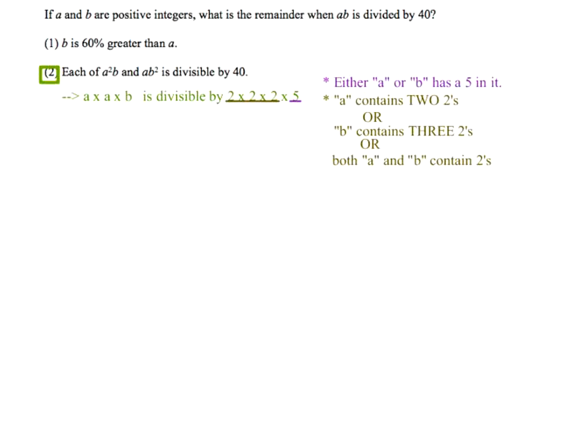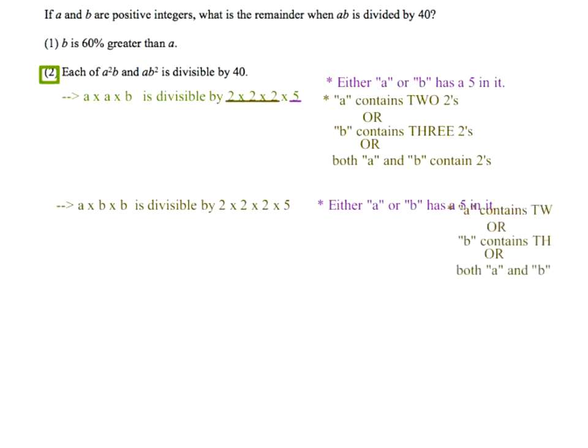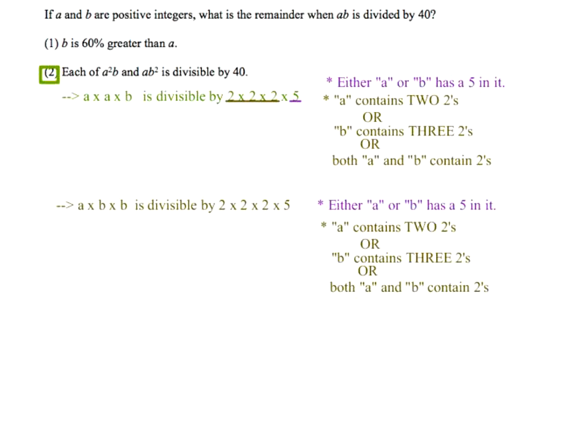You also know that A times B is divisible by 2 times 2 times 2 times 5. So the reasoning here is kind of the same. We still know that either A or B has a 5 in it. And then we just switch the roles of A and B here now, because now B is the one that appears more than once. So we just take the same statements that we had up there and just change where it says A and where it says B. And then we know that all of these things have to be true.